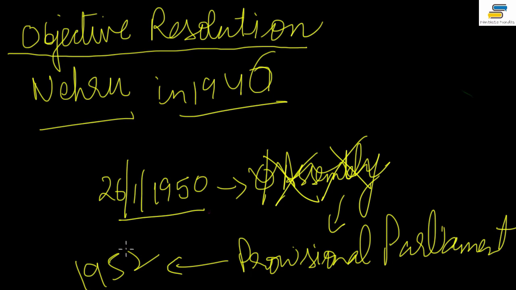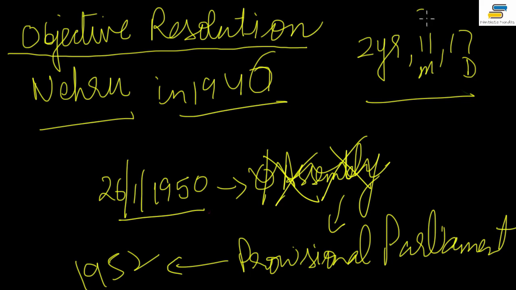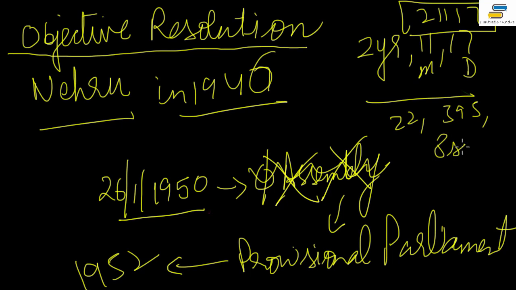And if you read Ramachandra Guha's book India After Gandhi, there's a beautiful presentation of how elections were held in India at that time, right? So it took a total of 2 years, 11 months and 17 days, right? To frame the constitution, huge money was spent, and what came out at that time was 22 parts. The constitution came in 22 parts with 395 articles and 8 schedules, right?